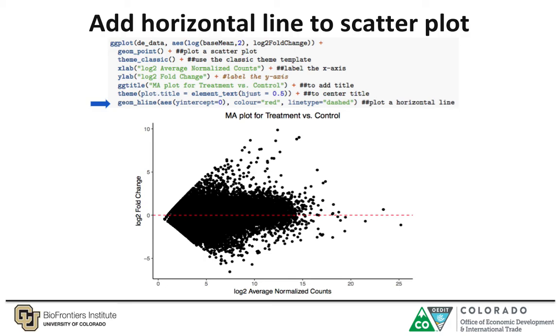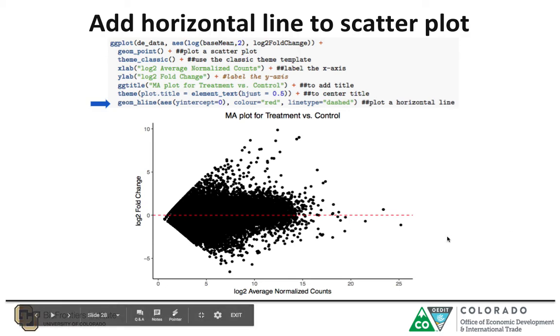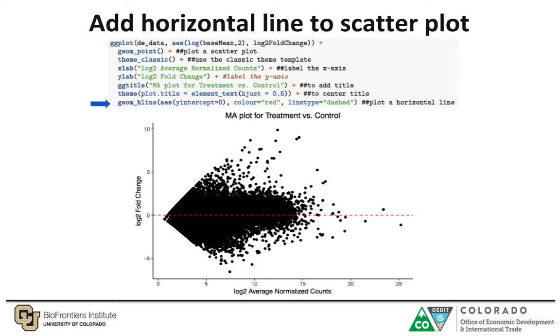Alternatively, we can add a layer for the zero line so that we can split our upregulated versus downregulated genes. To do so, we use the geom_hline layer, where H stands for horizontal. So if you want to do a vertical line, you can imagine how this will change: instead of geom_hline, it will be geom_vline for a vertical line. And we specify our aesthetics such that the y intercept is equal to 0, the color of the line is red, and the line type is dashed.